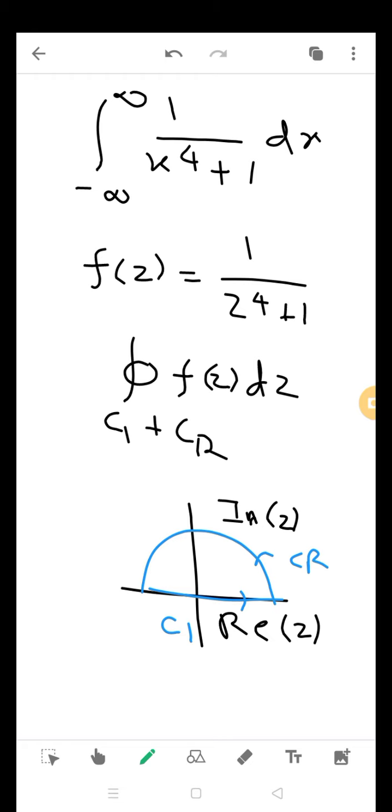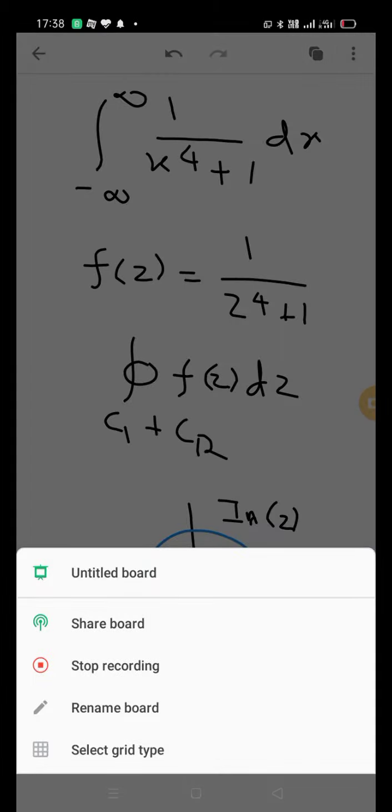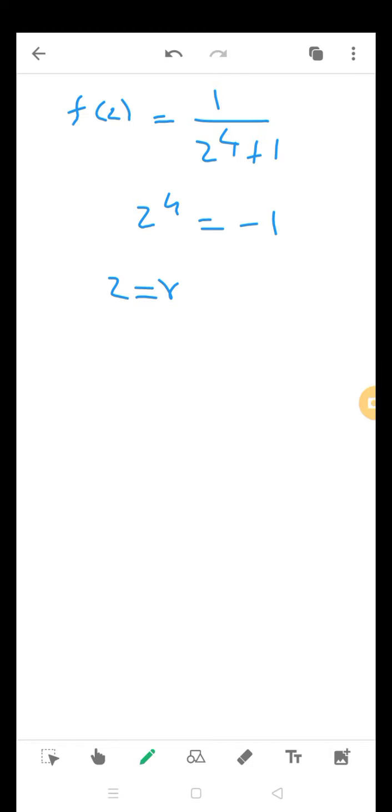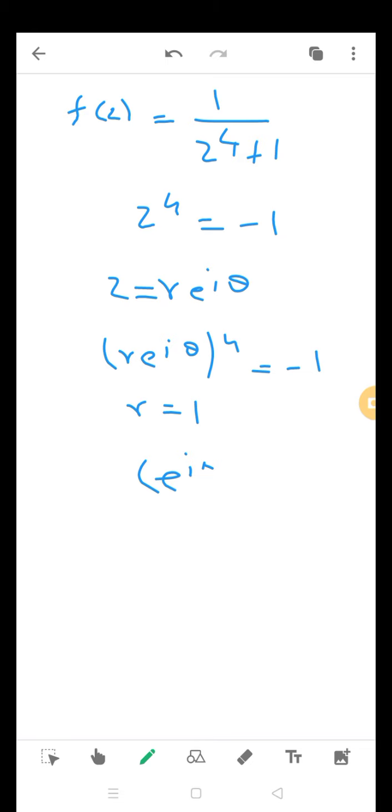Now we need to find out the residues. So first we need to find out the singular points. For that, let us again write the function f(z) as equal to 1 by z to the power 4 plus 1. So the singular points will be those points where z to the power 4 will be equal to minus 1. Now a complex variable can also be written as r e to the power i theta. So (r e to the power i theta) to the power 4 is equal to minus 1, assuming r is equal to 1. So it will be those places where the value of e to the power i theta to the power 4 gives a value equal to minus 1.